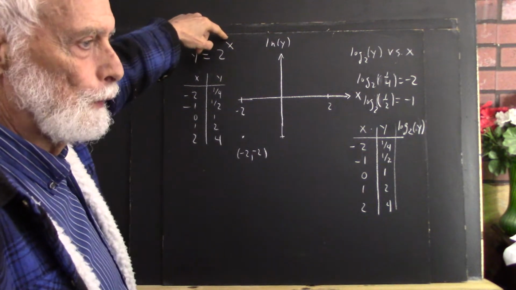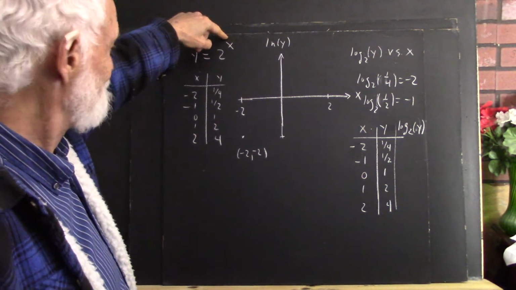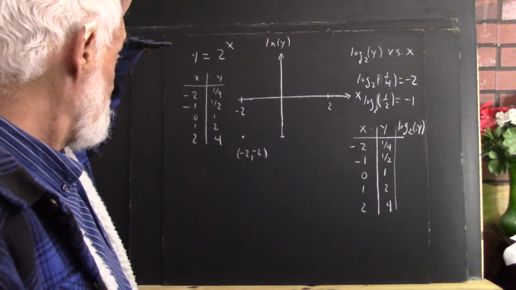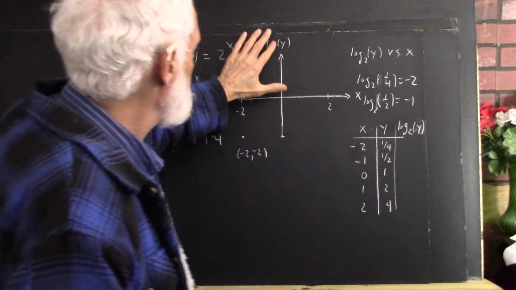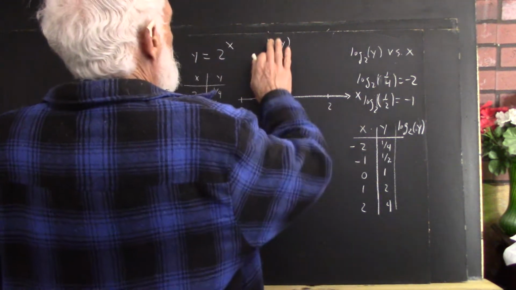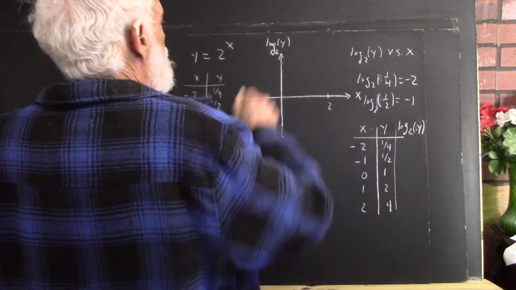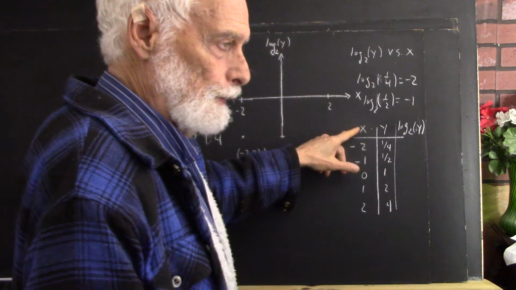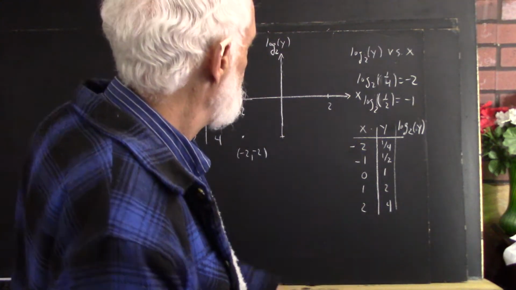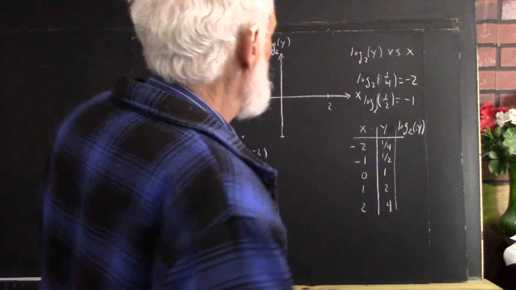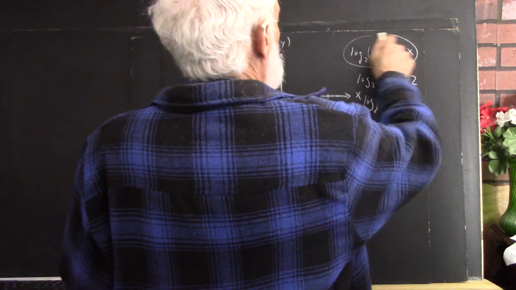If y equals 2 to the x, then we get the usual table for the standard values. Now, if I want to do the base 2 log of y versus x, well, let's make a table. We want to do log base 2 of y versus x, and that's going to be our graph.